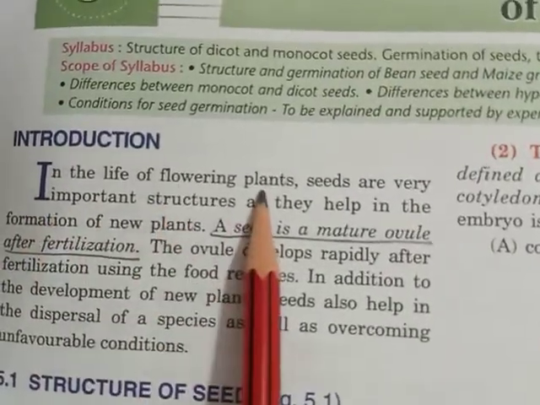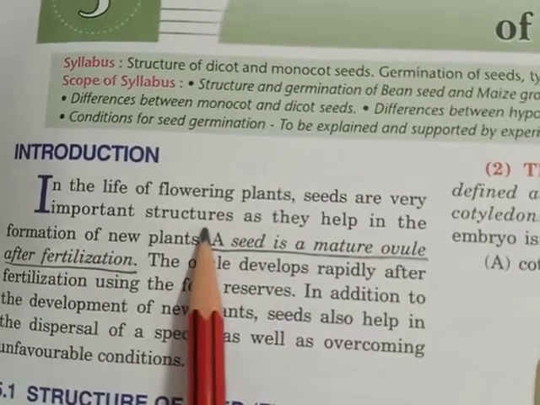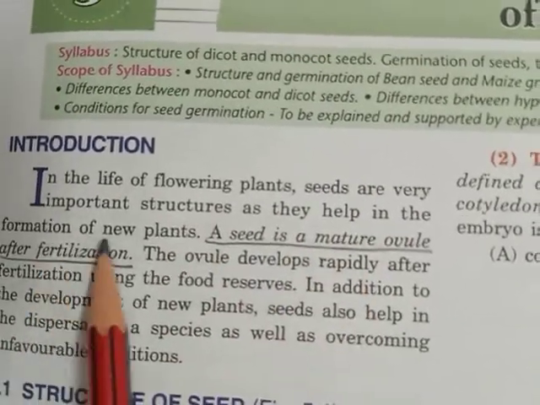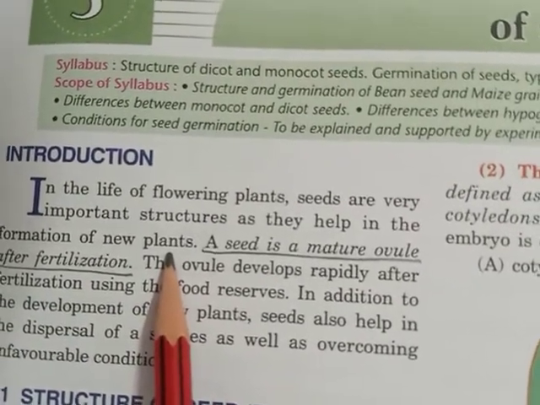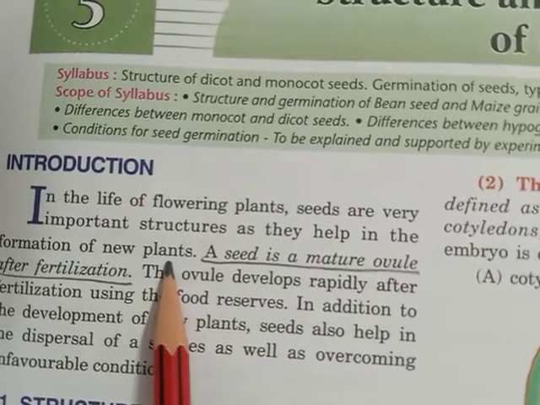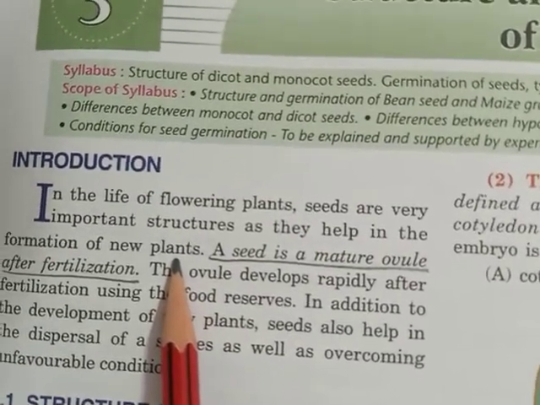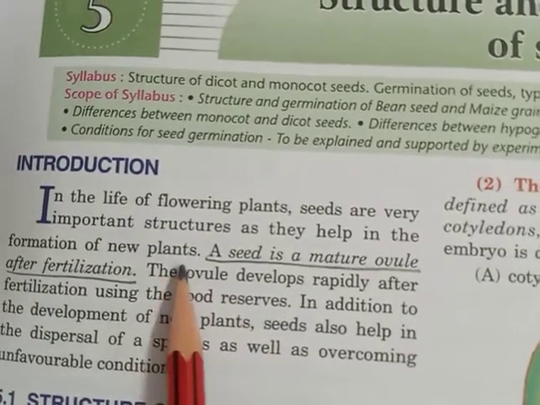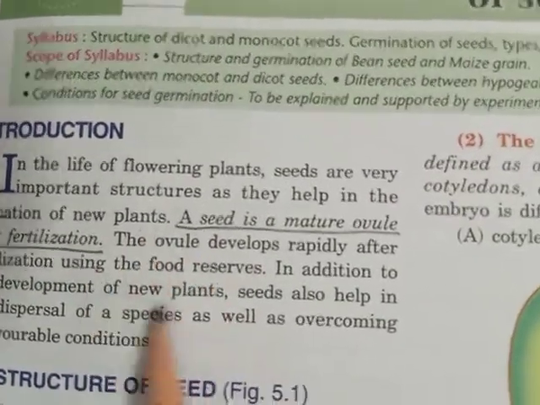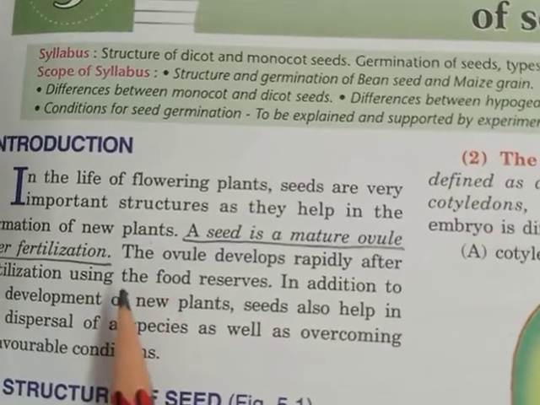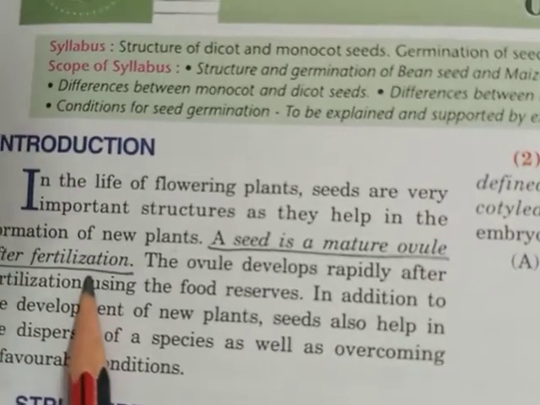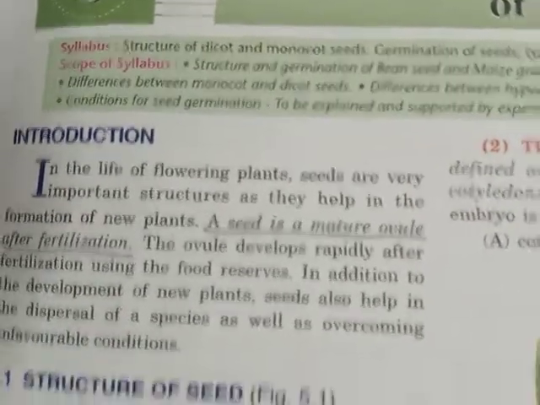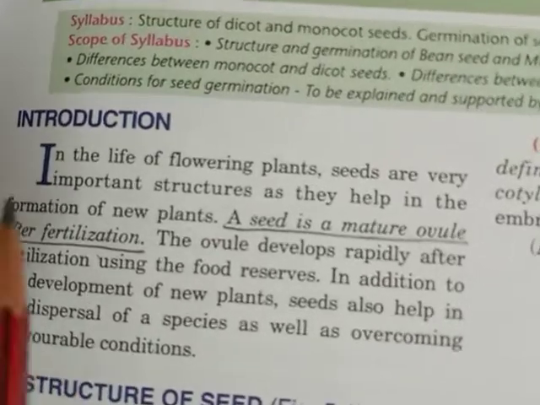In the life of flowering plants, seeds are very important structures as they help in the formation of new plants. See children, we all know that seeds are very important and they form the new plants. Without seeds, it is difficult to form new plants. So, after fertilization, we get the fruits and seeds. A seed is a mature ovule after fertilization. So, after fertilization, the ovule becomes mature and is known as a seed.